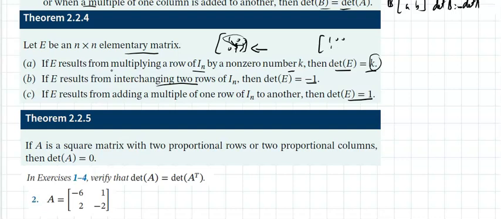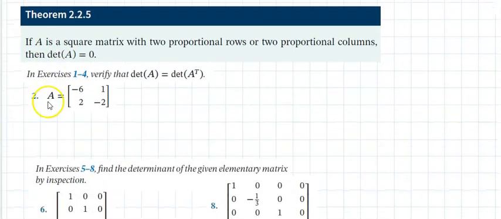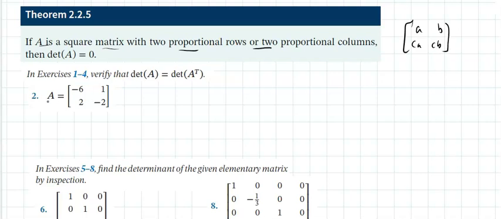And if you have 1, 0, 0, 0, 1, 0, 0, 0, 1, that's a diagonal matrix. The determinant of that is simply the product of the diagonal entries, which is 1. It's not saying anything new. And lastly, if you have a square matrix A with proportional rows or columns, that means if I have a, b and here I have ca, cb, whether it's row or column, if you see that this row is a multiple of that or this column is a multiple of that, then the determinant is automatically 0. You don't have to show any work.